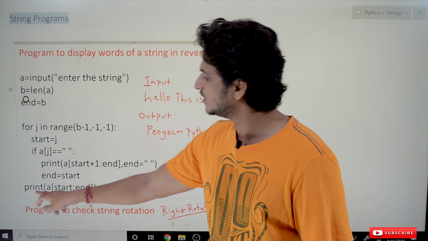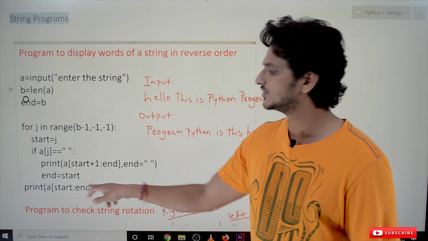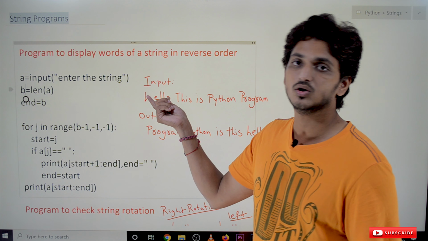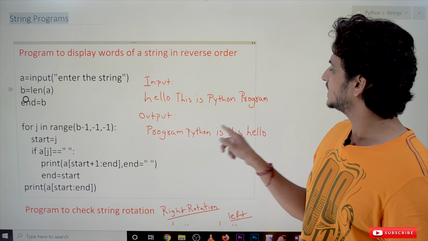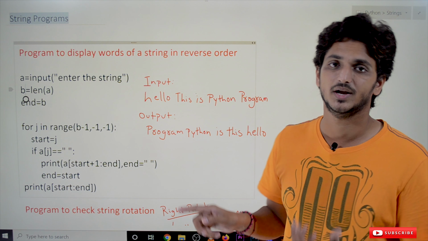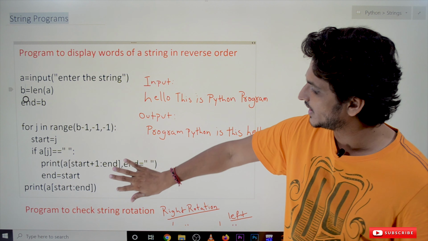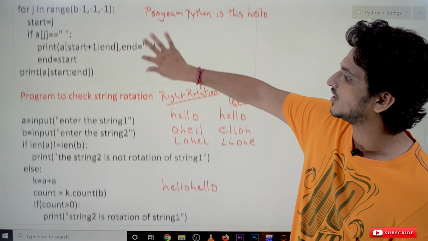After coming out of the loop, we have to display a of start to end. We have to display this hello keyword. So this is how the output comes. Program Python is this and hello is displayed. This is the logic to display the words in a string in reverse order.